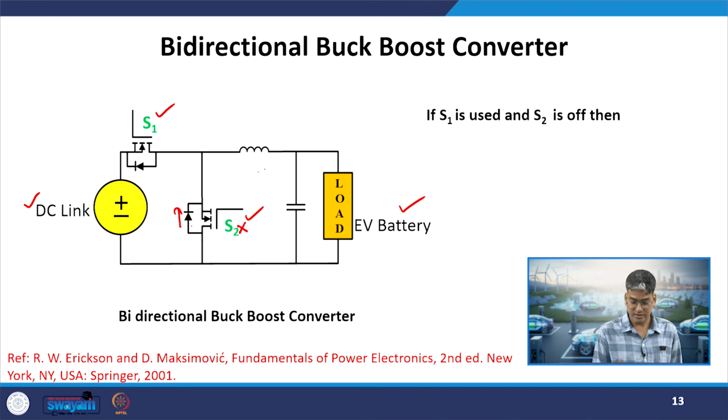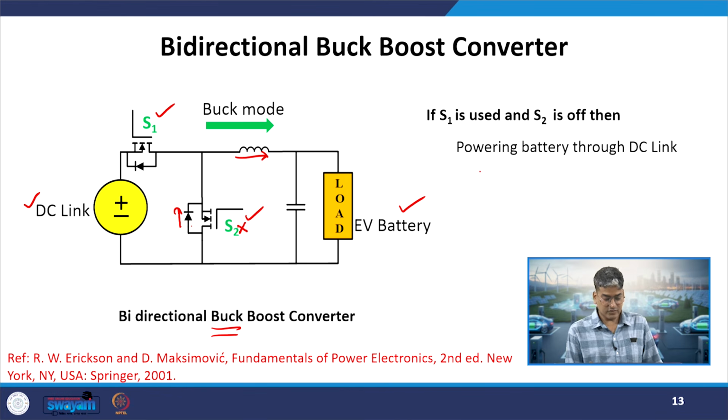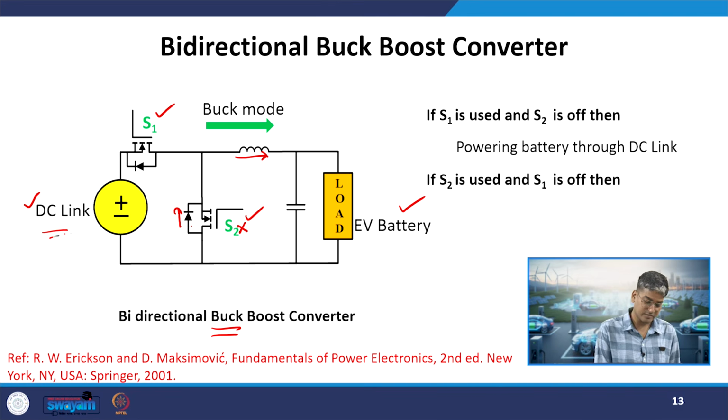If I see the arrangement, now it has reduced to a buck converter, because there is an inductor and diode. When the switch is closed, the inductor will store the energy. When I remove the pulse from the switch, it will circulate through the diode. So it operates in the buck mode of operation, or the equivalent circuit reduces to buck mode. Now the power is flowing into the battery bank through the DC link, or the source which is present over here is giving power to the EV battery bank.